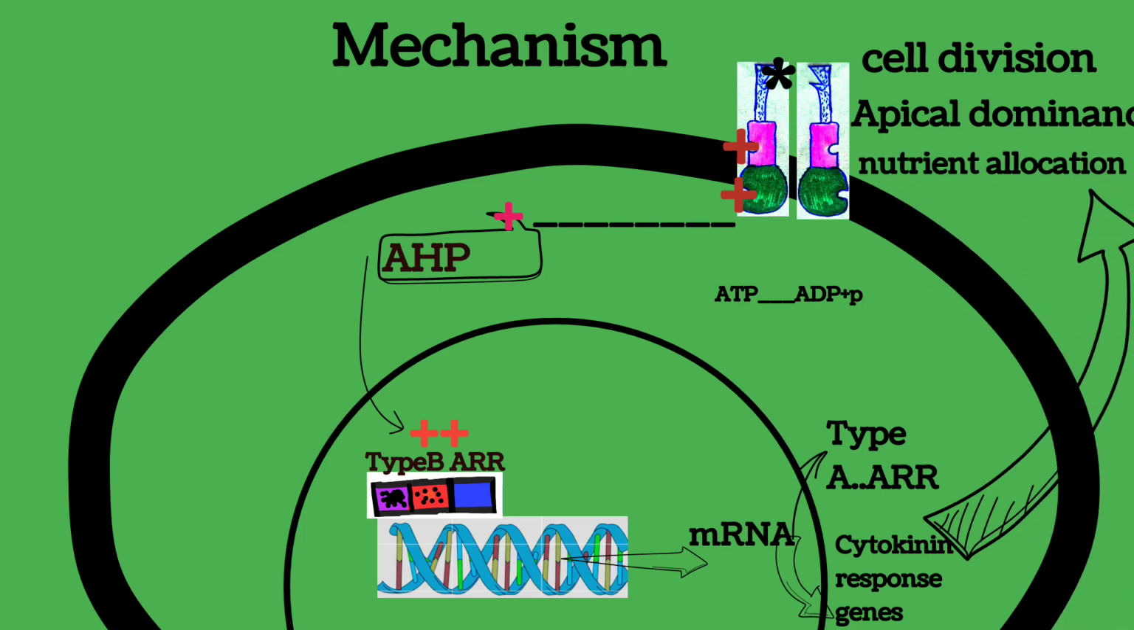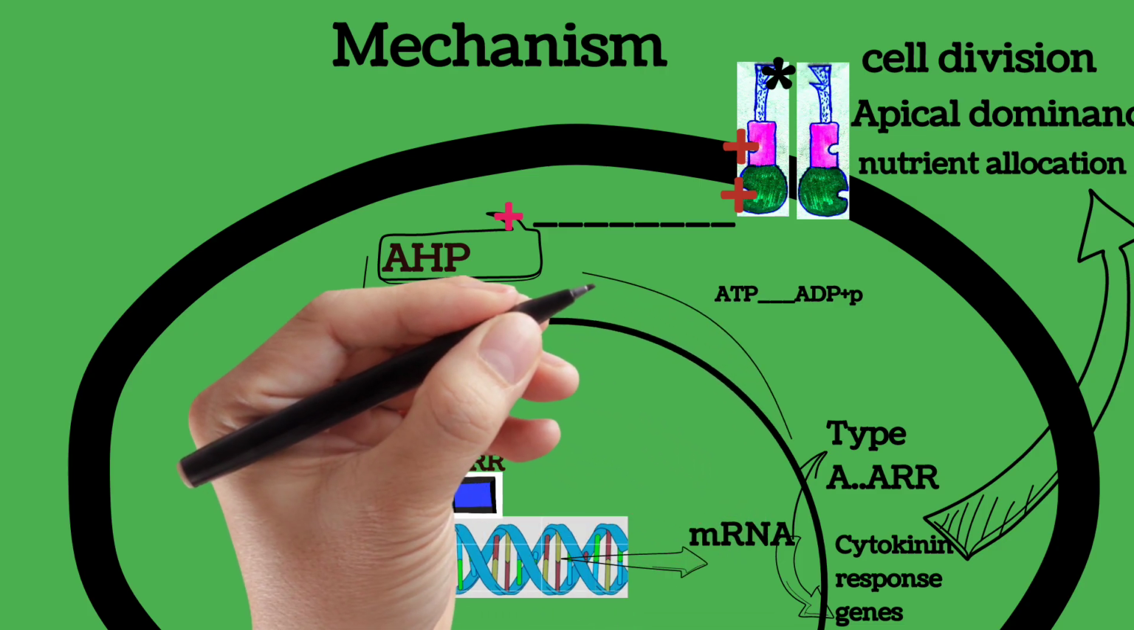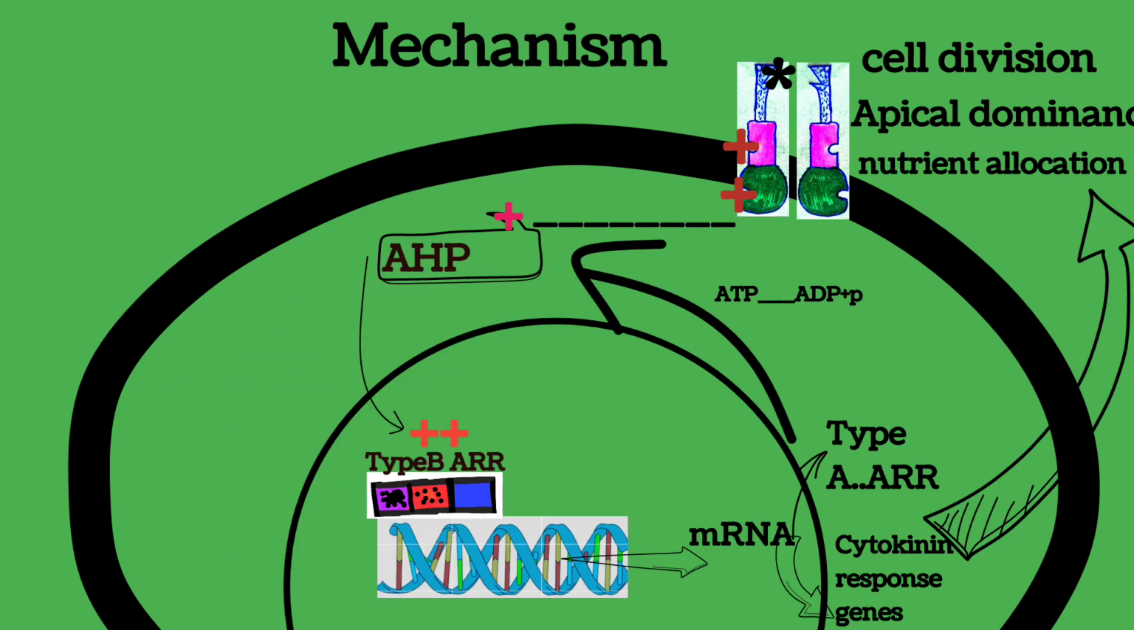Now at last, type A ARR protein also gets phosphorylated by AHP and it stops the whole pathway. It stops translocation of AHP from the cytoplasm to the nucleus.